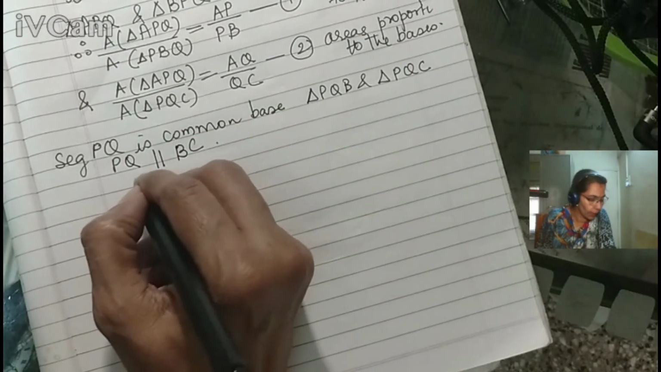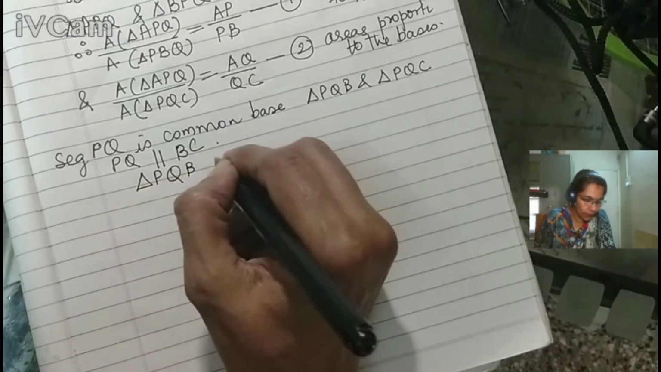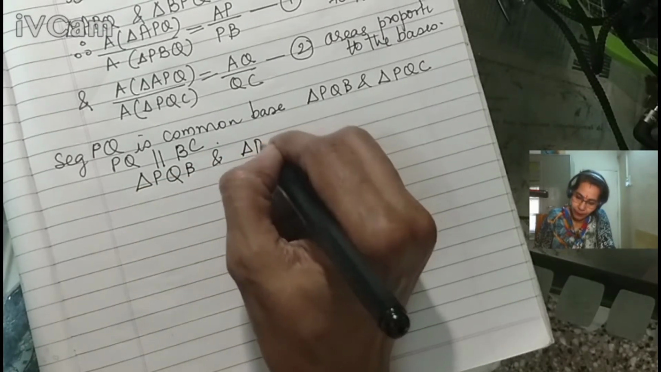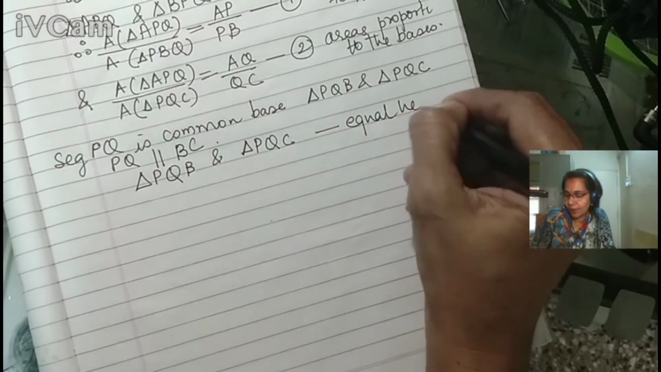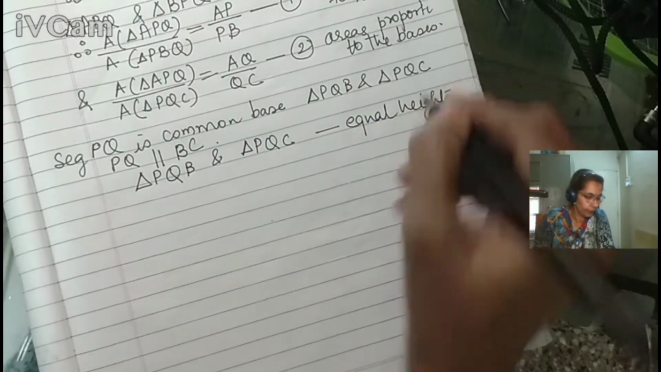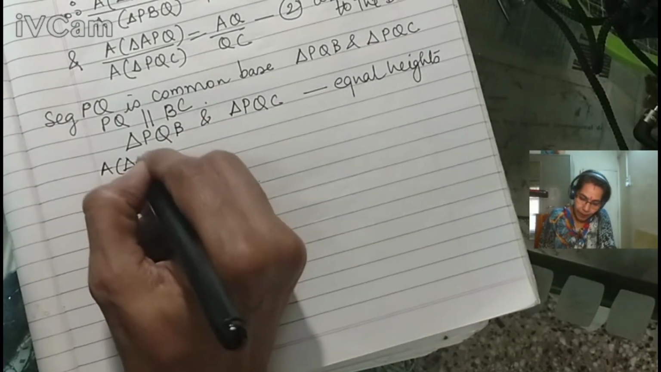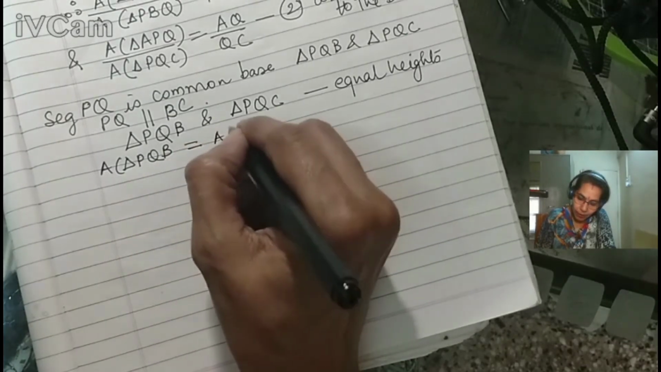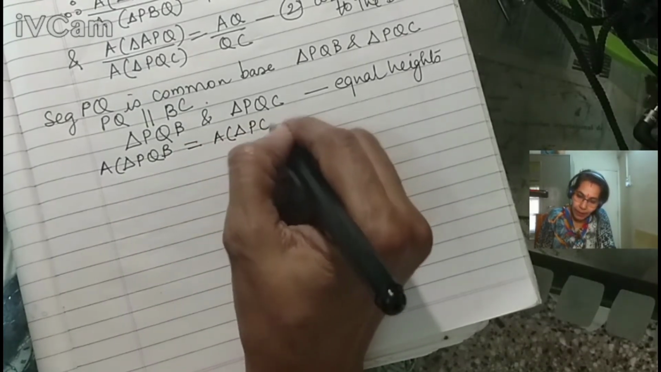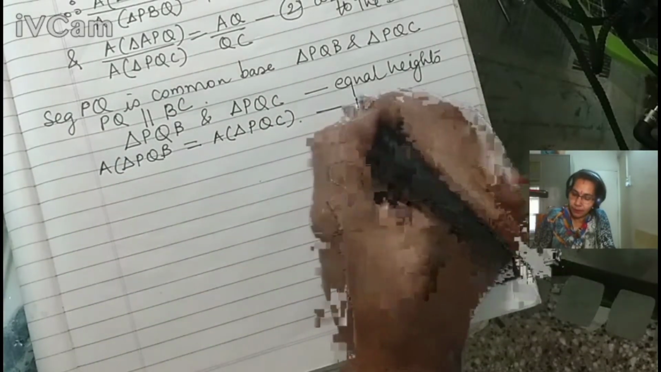So we have two triangles, triangle PQB and triangle PQC. They have equal heights. Area of triangle PQB is equal to area of triangle PQC. This is my statement number 3.